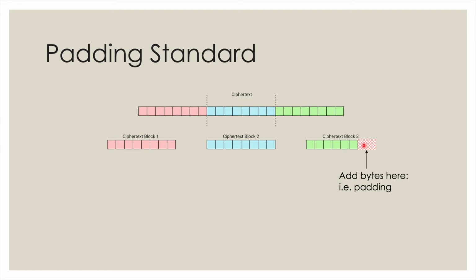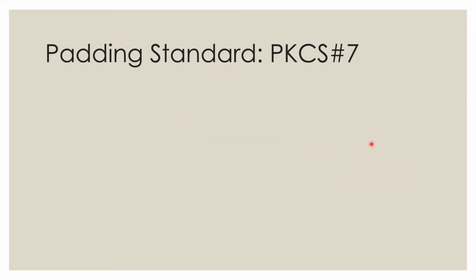But the question remains, what should these two added bytes be? We can't possibly fill them up with random bytes, right? This is where the padding standard comes in. There are many different padding standards in existence, but we'll focus on PKCS number 7. And the idea behind PKCS number 7 is actually very simple.